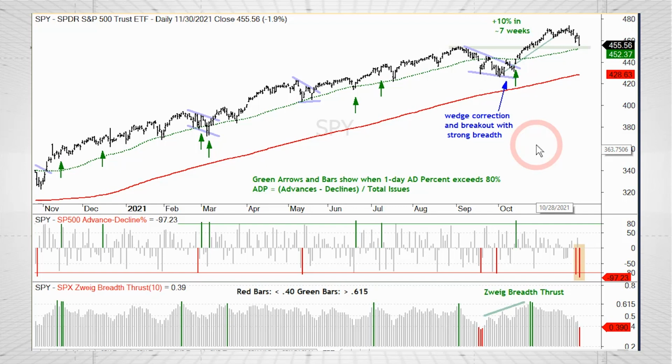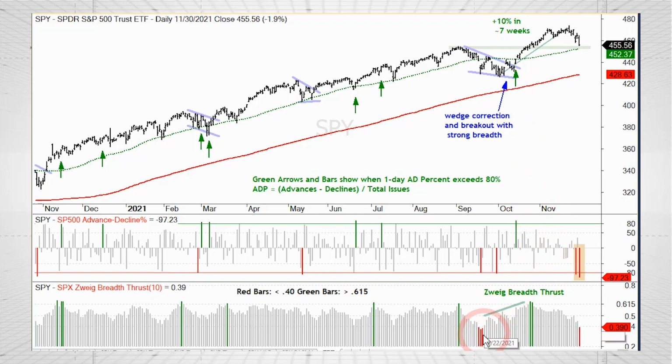Now, another thing I'm watching is the Zweig breadth thrust. And this is only based on S&P 500 breadth. It's not based on NYSE breadth or NASDAQ breadth. And if you see somebody charting the S&P 500 with NYSE breadth, throw that chart away because 1/3 of stocks in the S&P 500 come from the NASDAQ. And if you're just using NYSE breadth, you're not playing with a full deck.